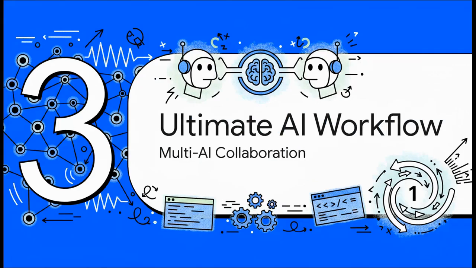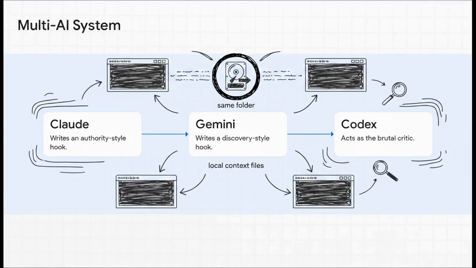Which brings us to Section 3, the ultimate AI workflow. We've looked at Gemini, and we've looked at Claude. But what if you didn't have to choose between models? Imagine opening 3 different terminal windows in the exact same folder on your computer. You launch Claude in one, Gemini in the second, and Codex, which brings ChatGPT right into the terminal, in the third. Because they are in the exact same folder, they can all read the exact same local context files.